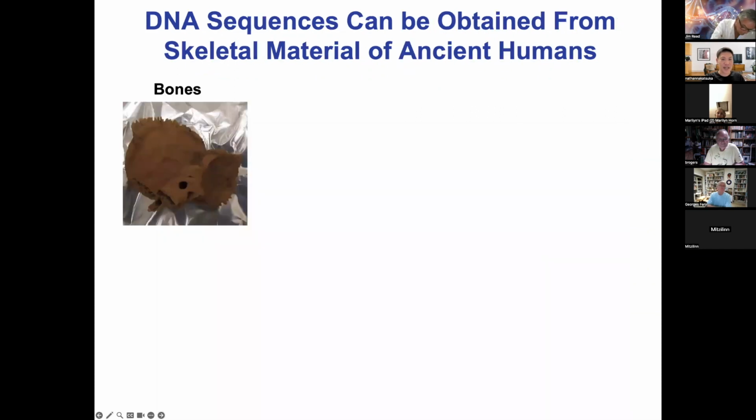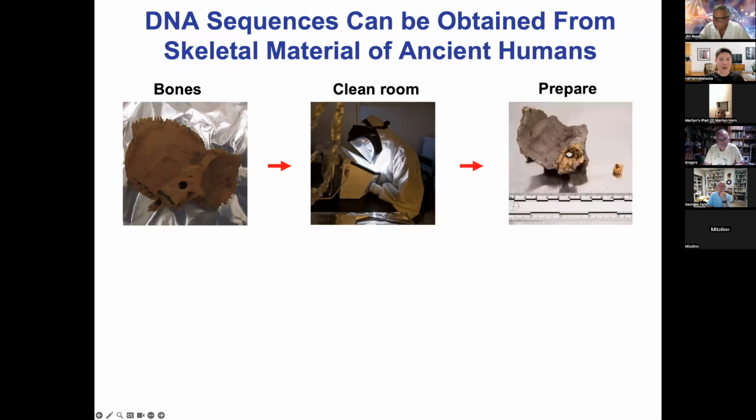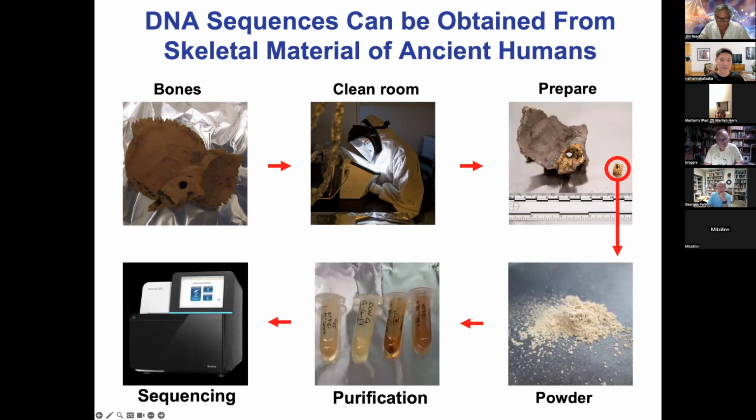So ancient DNA is DNA from humans or other organisms that lived many years ago, often thousands of years ago. So this is obtained from skeletal material of the ancient humans. It's brought into a clean room to minimize contamination from modern humans. And a small amount of the bone is then powdered, and DNA is purified from this material and then sequenced.